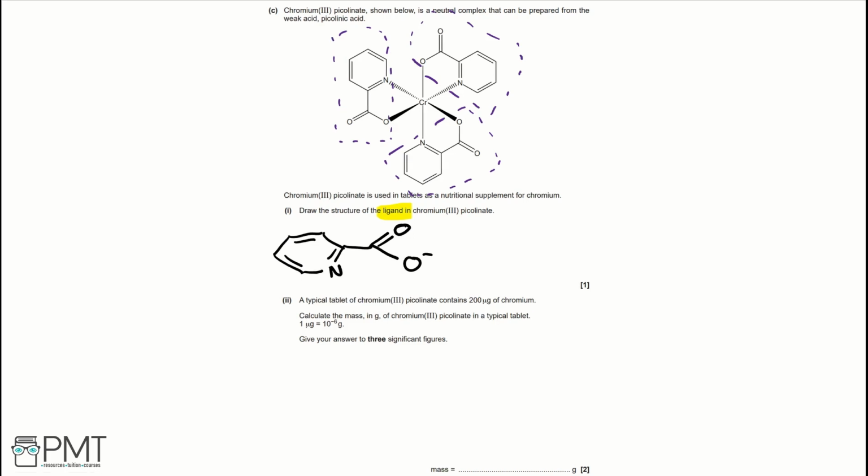To start, let's identify the key pieces of information we've been given in part 2. Our first key piece of information is 200 micrograms of chromium. We're also given the scale to use when converting micrograms into grams, and the fact that we need to give our answer to 3 significant figures. If we start by working out the relative formula mass of a ligand, we can then work out the relative formula mass of the whole neutral complex.